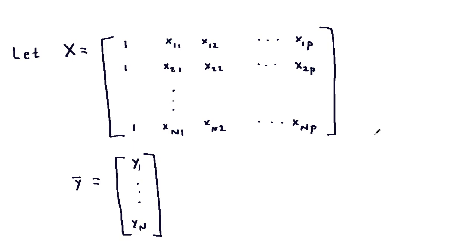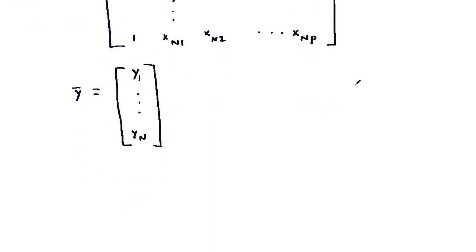We can arrive at the same solution for the least squares problem by using linear algebra. Let X be this matrix and Y be the column vector y1 through yn as before from our training data. We want a vector beta such that X beta is close to y.